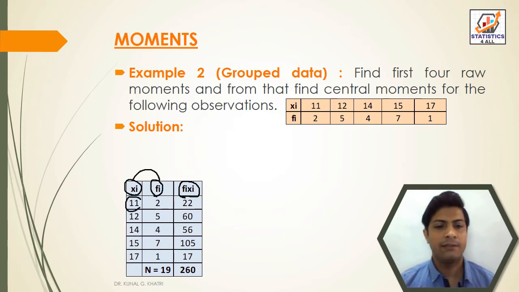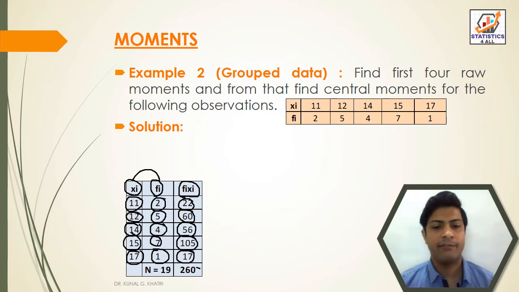So 11 2s are 22, 12 5s are 60, 14 4s are 56, 15 7s are 105, 17 1s are 17. Now we'll take the sum of Fi into Xi, we get the value 260.